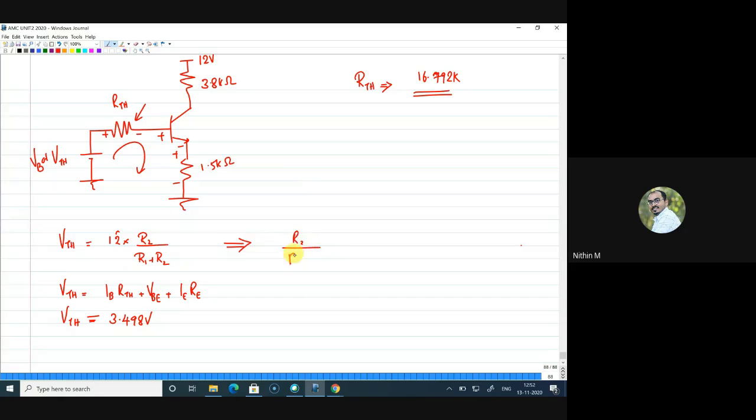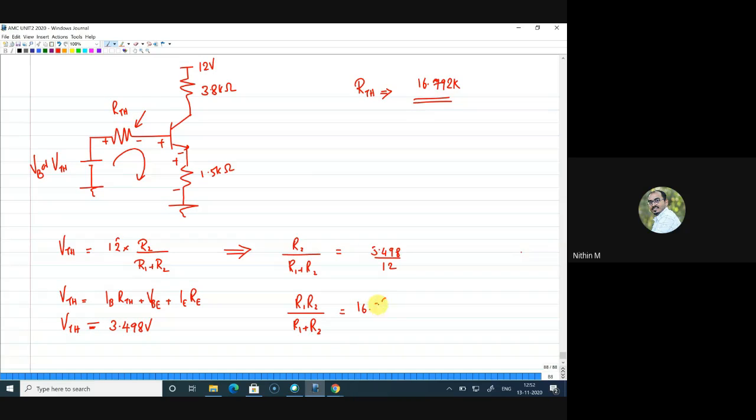I'll get R2 by R1 plus R2 as 3.498 divided by 12, and I already know RTH, which is R1 R2 by R1 plus R2, is 16.792K, right? So if you substitute this ratio, you will get R1 first, and then from that you can get the value of R2.